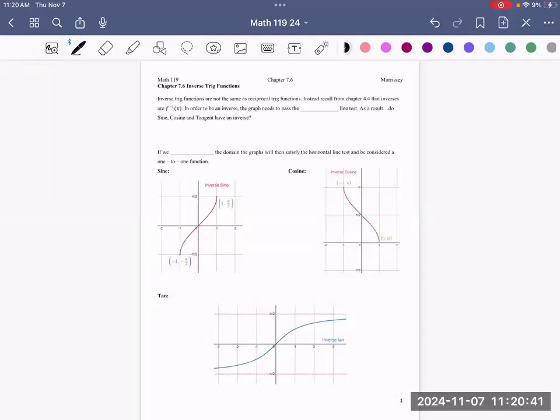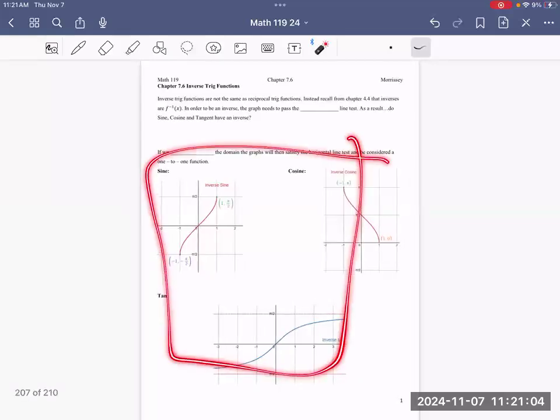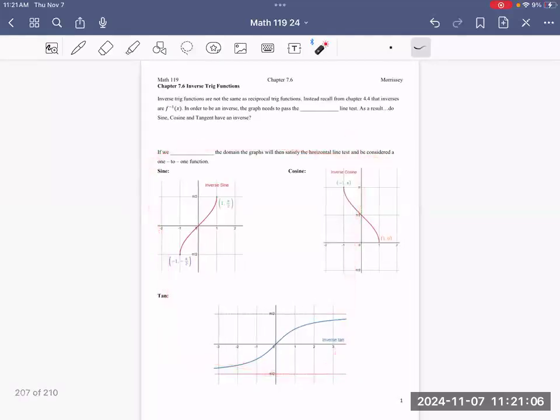Welcome to Math 119, Chapter 7.6, where we talk about inverse trig functions. In a previous video, we talked a little bit about the introduction of your inverse trig functions, or at least their graphs and their domains and ranges. If you haven't seen that video, please go backwards, because we're not going to be deep diving into these functions and why they are the way that they are.